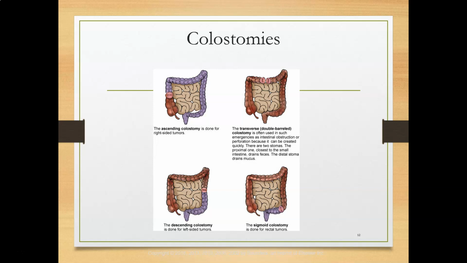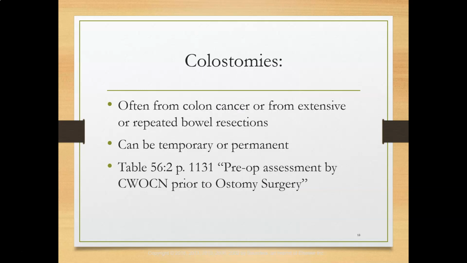For assessment of GI history, make sure you look at page 1128. Most common signs of colorectal cancer include rectal bleeding, anemia, and a change in their stool consistency or shape. You want to make sure you look at table 56-2 for the pre-operative care for these patients as well.